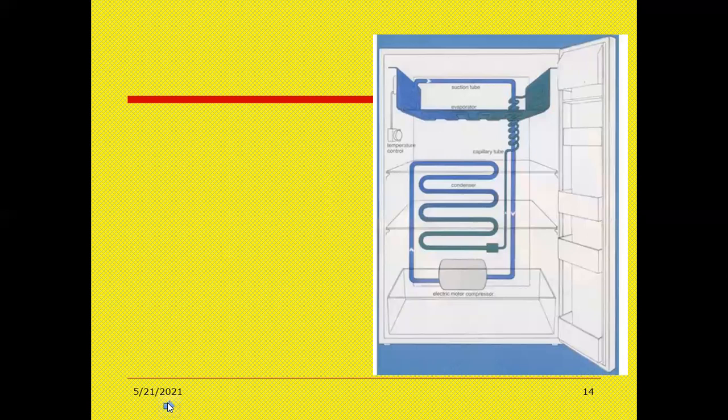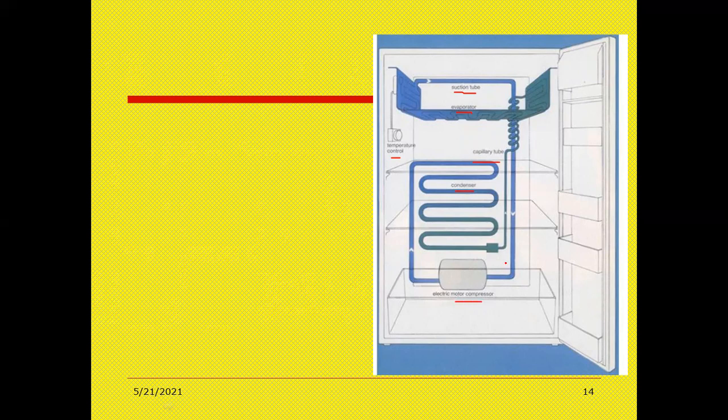See the refrigerator. Here the refrigerator is opened. Now if you see the refrigerator, here you have the suction tube, here the evaporator, here the temperature control, here the capillary tube, here the condenser, and here the compressor.